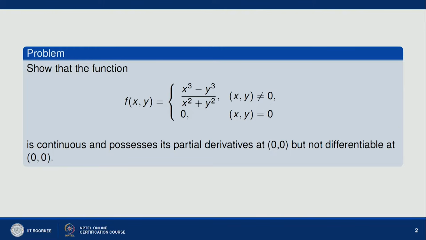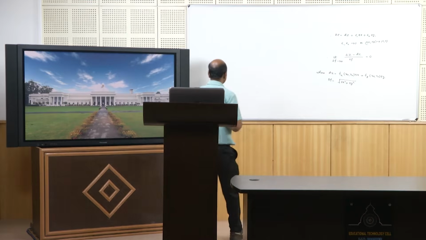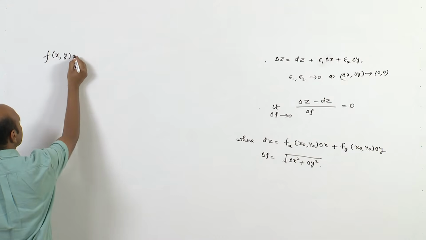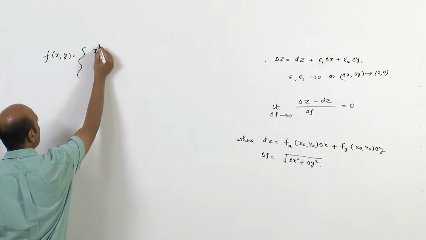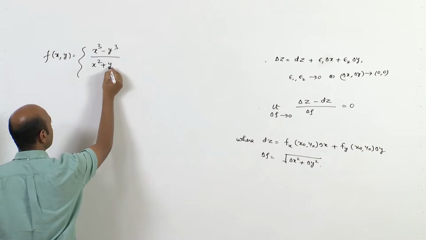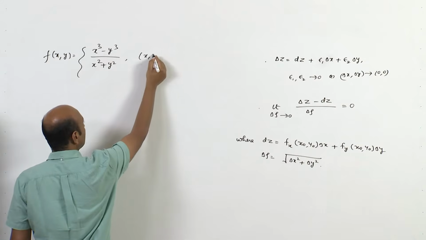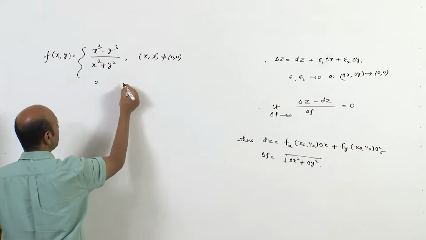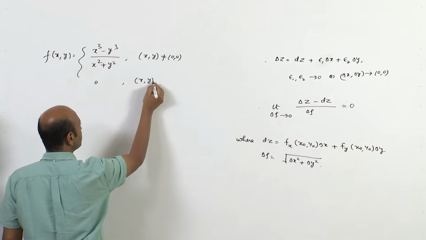Show that this function is continuous and possesses its partial derivatives at (0, 0), but is not differentiable at (0, 0). So, how can we solve this problem? Let us see. f(x, y) is equal to (x cube minus y cube) upon (x square plus y square), for (x, y) not equal to (0, 0), and 0 when (x, y) is equal to (0, 0).